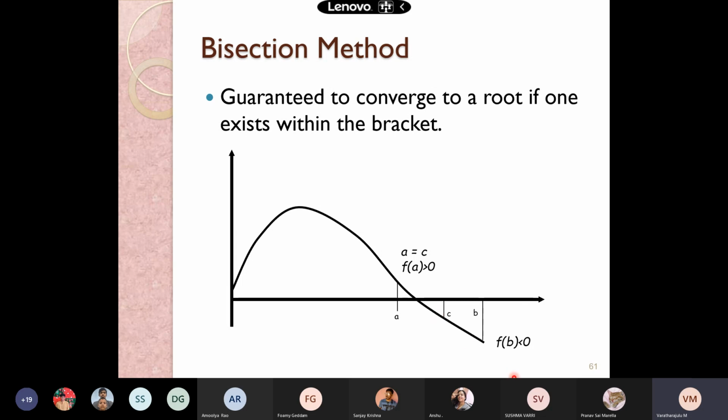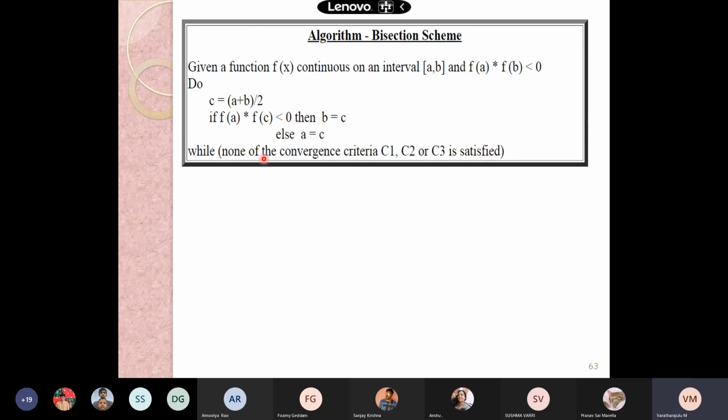So whether it is clear, when our newer result lies in the positive zone, then that has to be taken as A. If it is not, then that has to be taken as B. This C lies in the negative direction, so take it as B and continue the iteration. So this is the logic. See, the product of f of A and f of C is less than 0, then that has to be taken as B, or else that has to be taken as A. So this is the basic information about the bisection method.